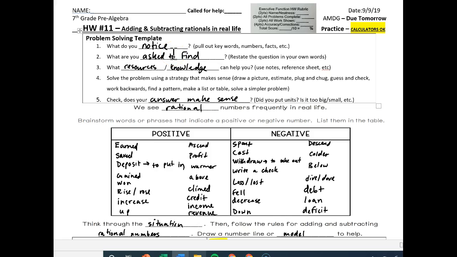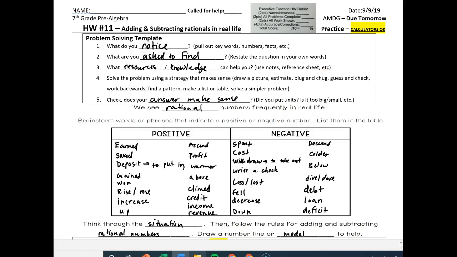Welcome to homework number 11, adding and subtracting rationals in real life. If you are out or absent, you can use this to refresh and fill out your notes. We're always going to use the problem-solving template when it comes to working through word problems. The first thing we always ask ourselves is, what do we notice? Once we've done that, we're trying to figure out what the keywords are and what the problem is really asking us.